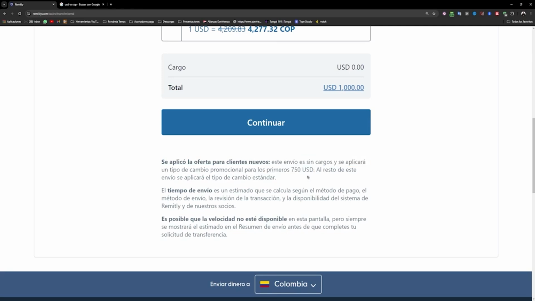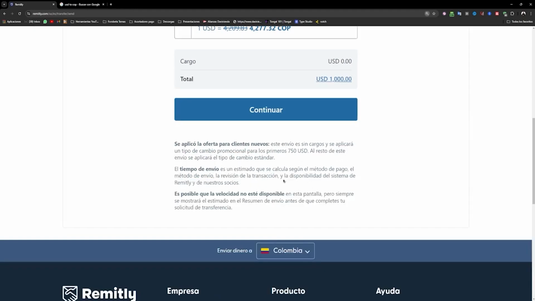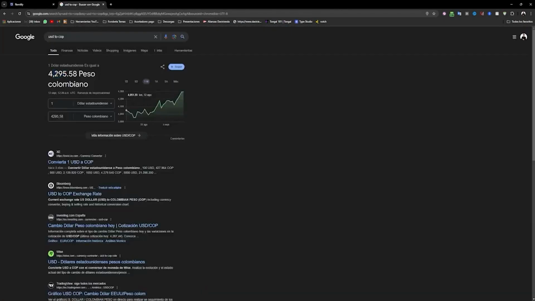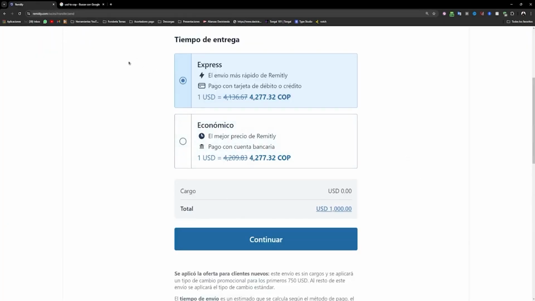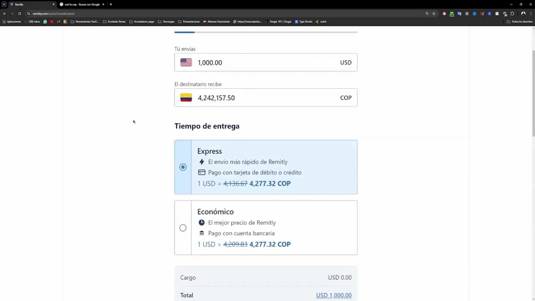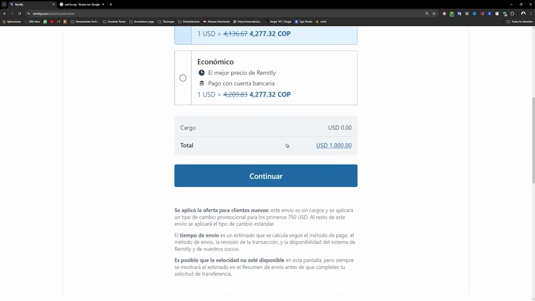But before continuing, read what it states below, because sometimes people are surprised and say no, but at no time did they inform me of this, and they do not realize that this is on the page as is, and it informs us here that the offer for new customers was applied. This transfer is without charges, and a promotional exchange rate will be applied for the initial $750. The rest of this transfer will apply the standard exchange rate.